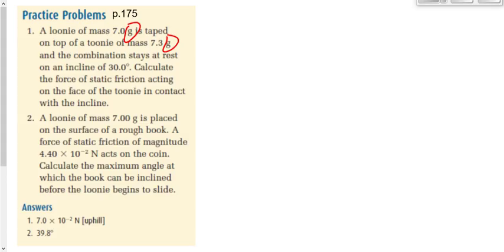So this is kind of worded weird, but in the end, our loonie and toonie here is basically one object with a mass of 14.3 grams. Now, we don't have to do anything else. We don't have to treat them separate. The loonie is on top of the toonie. We want to find the force of friction that is between the toonie and the hill. Let's make it a single 14.3 gram object.